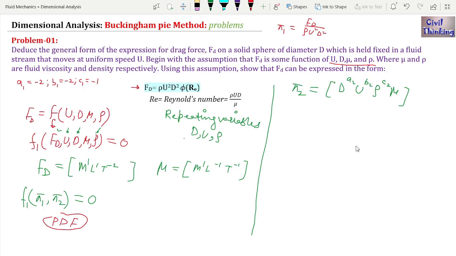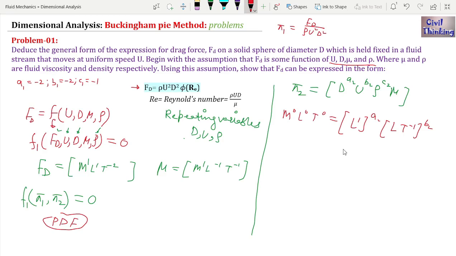This is our pi 2, right? Now pi 2 is dimensionless, so it is M⁰ L⁰ T⁰. Now d again, it is L¹ to the power a2. Now u is velocity, meters per second, it is L T⁻¹ to the power b2.